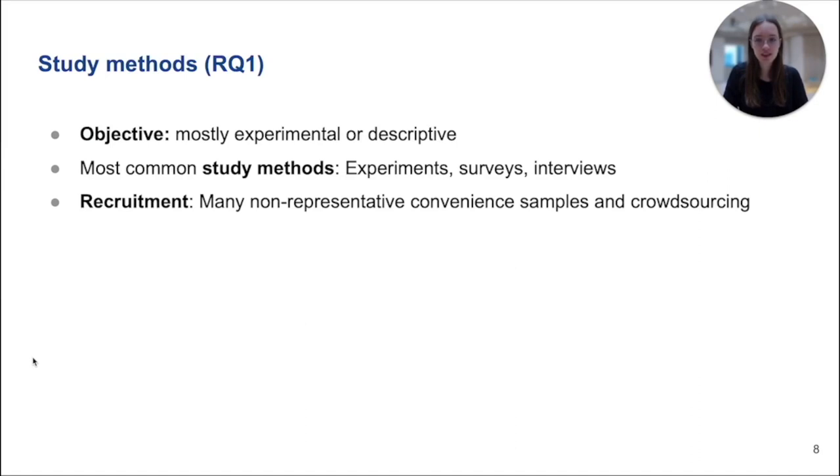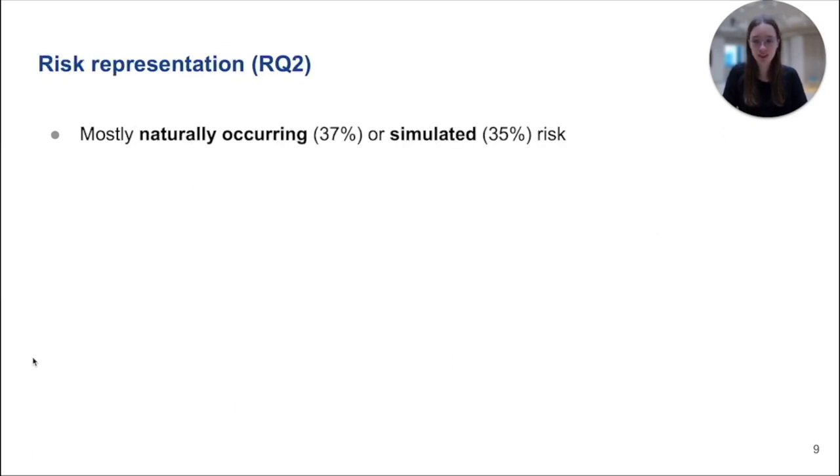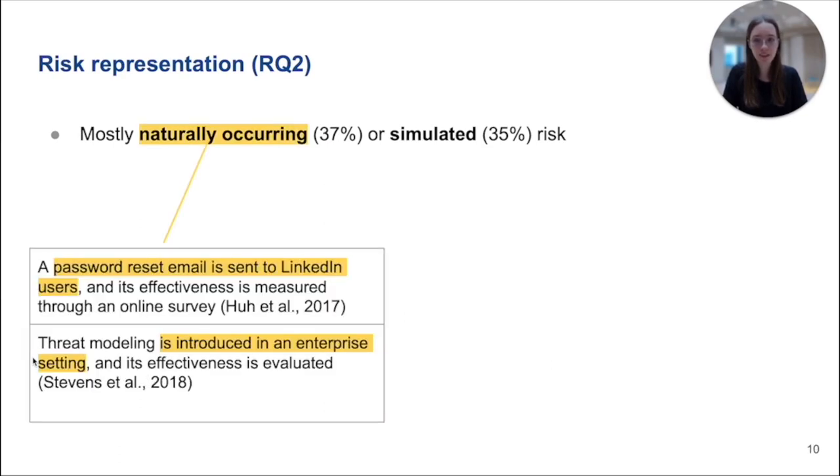To describe the set of analyzed papers, most of the papers had an experimental or descriptive objective, with only few relational studies. The most common study methods were experiments, interviews, and surveys. For participant recruitment, researchers frequently relied on crowdsourcing and non-representative convenience samples. Risk representation in the analyzed papers was mostly based on naturally occurring or simulated risk, varying with study methods and research objectives of the paper.